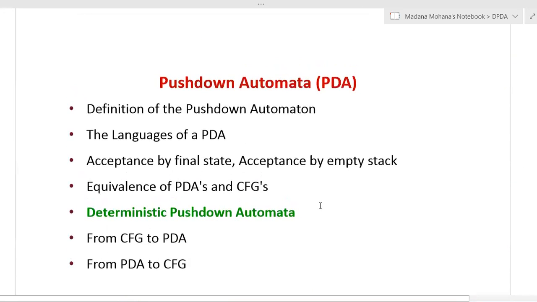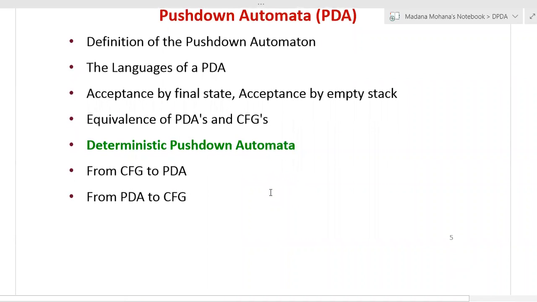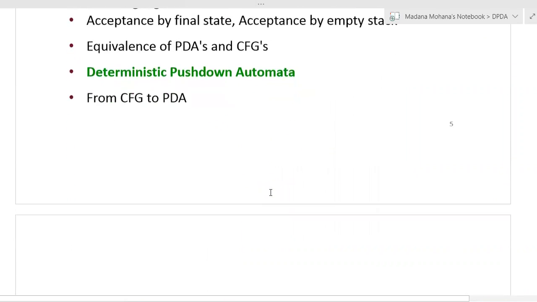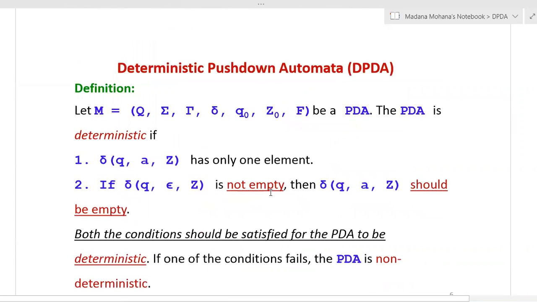Here we'll discuss the definition of deterministic pushdown automaton, followed by the conditions of deterministic pushdown automaton, then some examples are also demonstrated here.